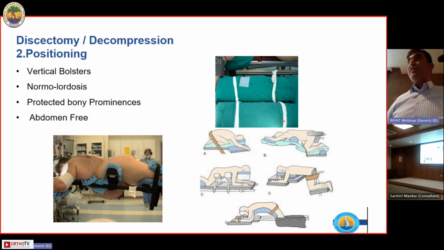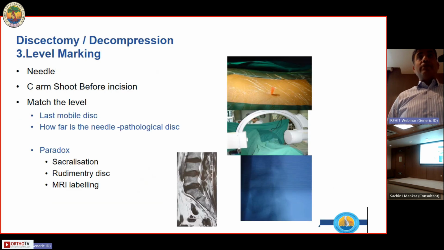This is one of the patients, a 140 kg obese patient. Imagine in this patient, if you had to do an open surgery, how big an incision you would want to do. So we have lately been using Jackson tables to further free the abdomen, reducing the blood loss also in such patients. Now, level marking, false surgeries or wrong level surgeries are extremely common.